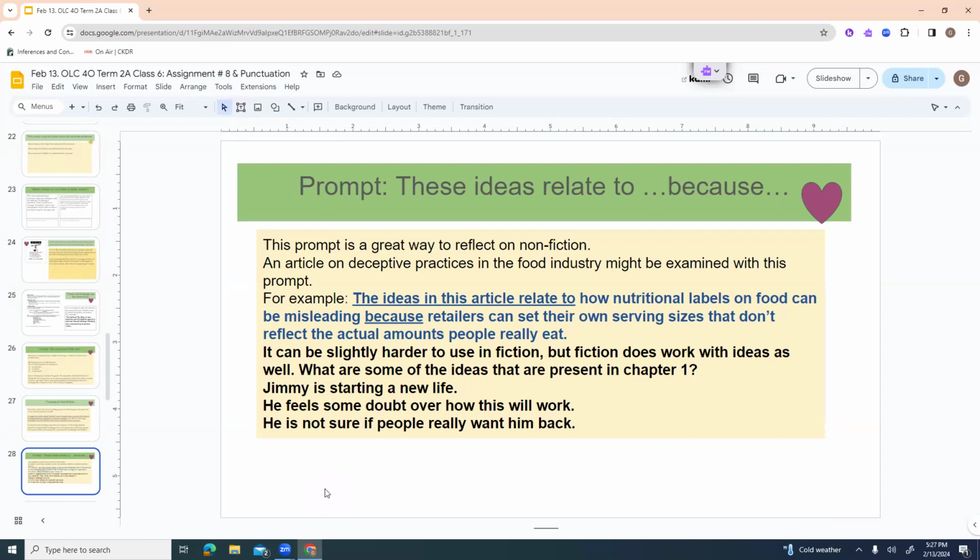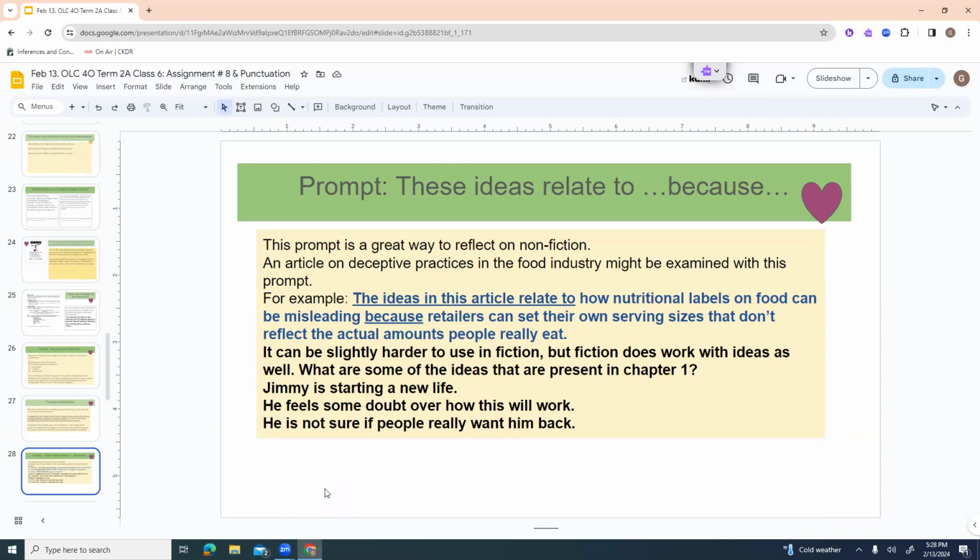So sometimes you'll see that where it'll be like, the serving size is 1 ounce, and you measure it out and look at it, and normally you would eat 6 ounces, and you're like, oh, well, I'm seeing 100 calories, but I would normally actually eat 600 calories. It's deceptive because there isn't necessarily specified serving sizes. It can be a little bit harder to use in fiction, but it does work with ideas.